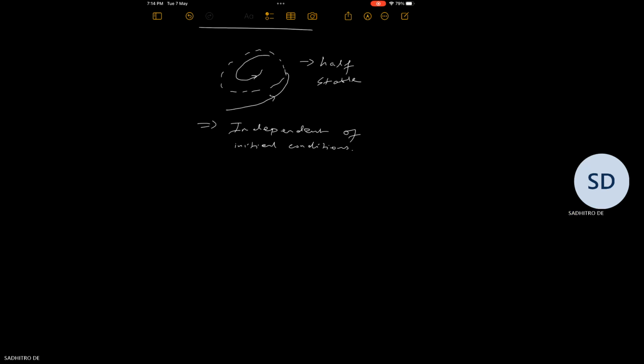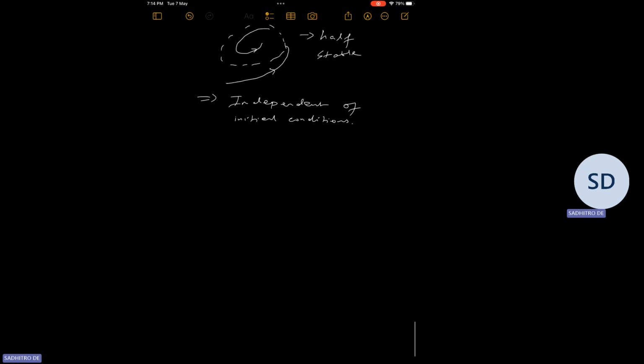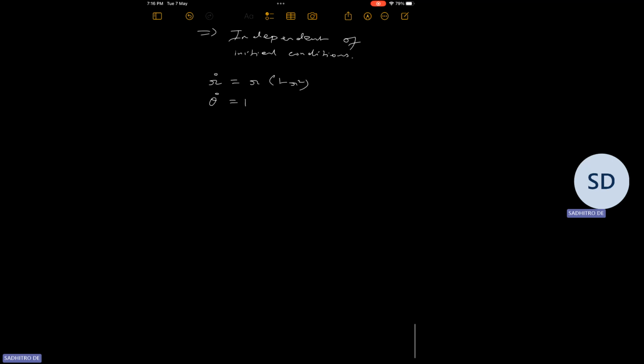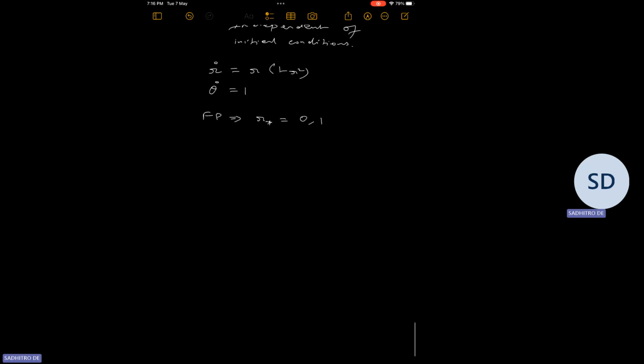So here is a prototypical example of a simple limit cycle. Suppose you consider the system in plane polar coordinates as r dot equals r(1 - r squared), theta dot equal to 1. So the fixed points of this system correspond to r star taking the values of 0 and 1. Since r cannot be negative, we only choose the positive value of 1.